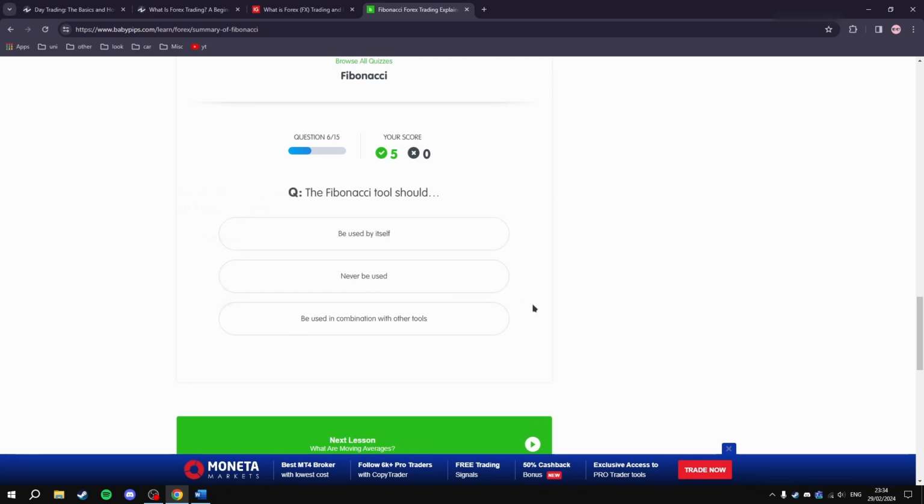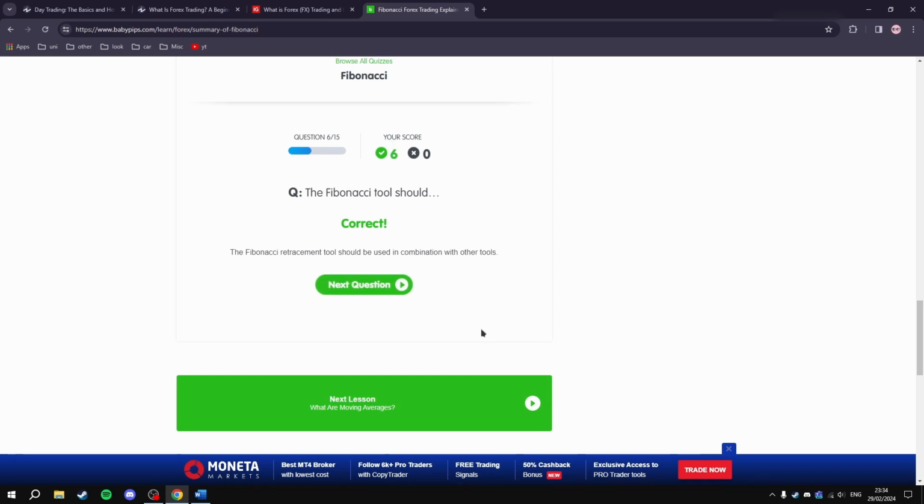The Fibonacci tool should be used in combination with other tools. The Fibonacci retracement tool should be used in combination with other tools.